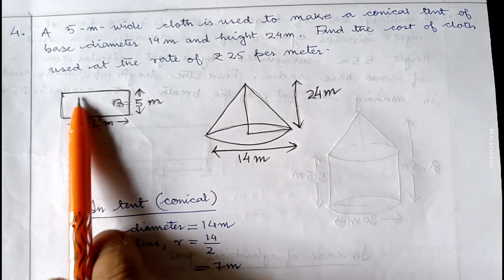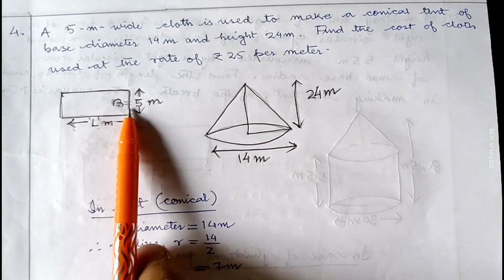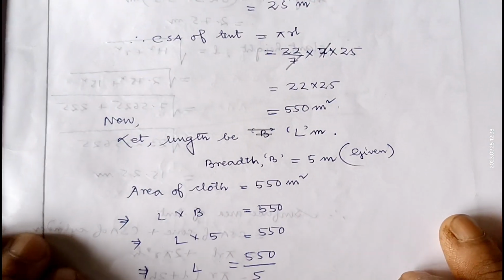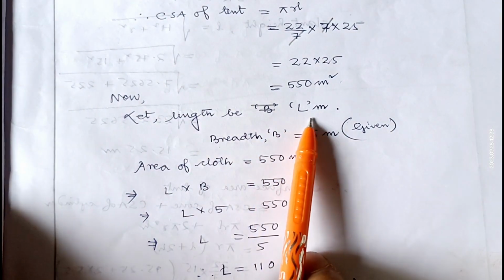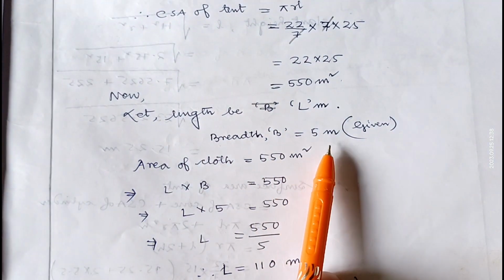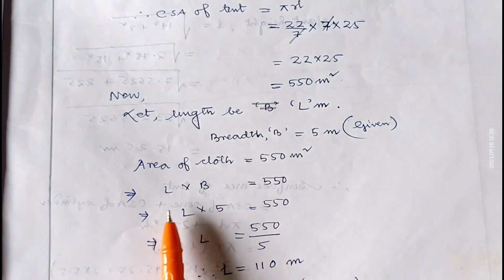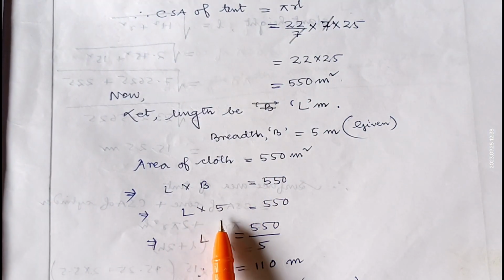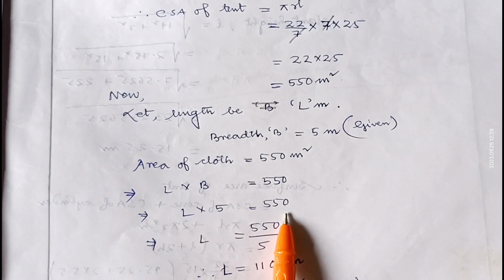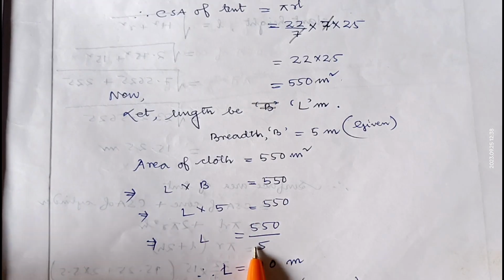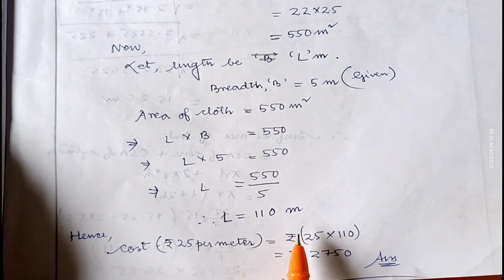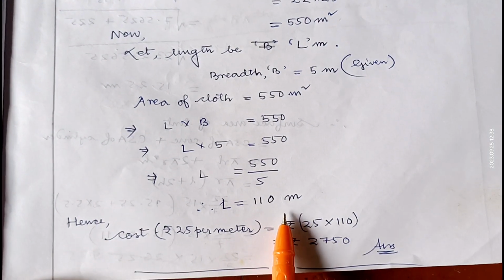And area, since it is a rectangle, so area will be length into breadth. So we can write, let length of the cloth be l meter, breadth already we know 5 meter. Now area of the cloth, from the calculation we got 550 meter square. l into b is 550, b we know 5. So l into 5 is 550. So l is 550 by 5, which will give 110 meter. So we got length of the cloth 110 meter.